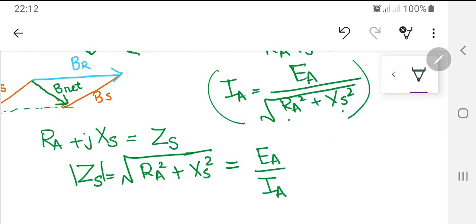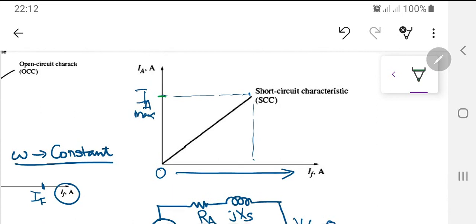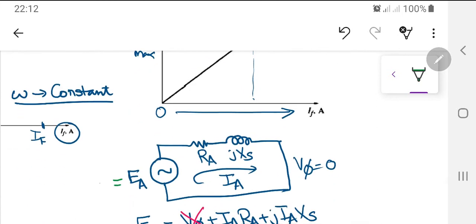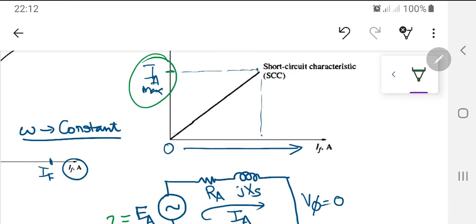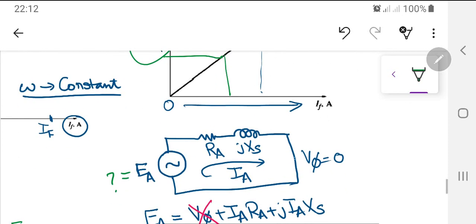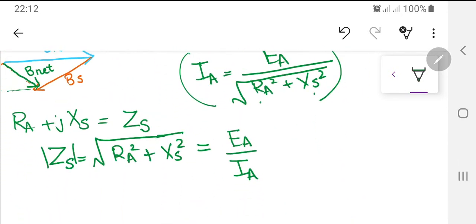Now the question here arises: how are you going to find out EA, and how are you going to find out IA? If you see in this short circuit test, since you have short circuited everything, you have no idea what EA is. Yes, you have an idea of IA because you are just having an ammeter over here. You can easily do it. So that's easy stuff. But how are you going to find out this EA?